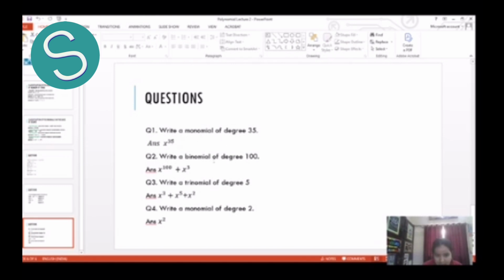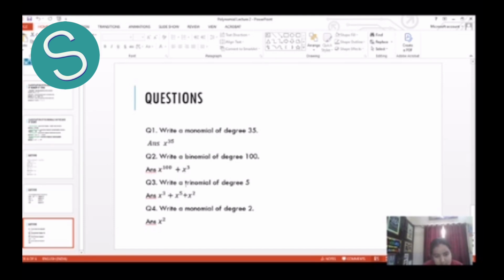Next question is: write a binomial of degree 100. Binomial means that the polynomial should contain two terms, right? So I need to write a polynomial with two terms whose highest power is 100. So I can write x raised to power 100 plus x to the power 3. Here 100 is our degree, and this is a binomial because it has two terms.